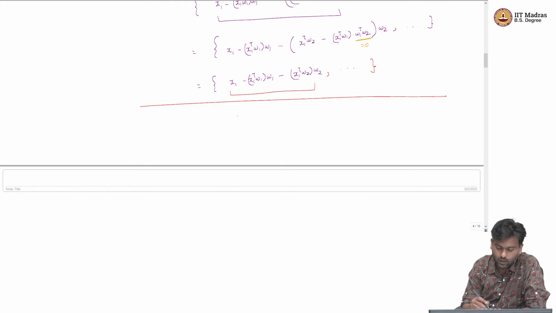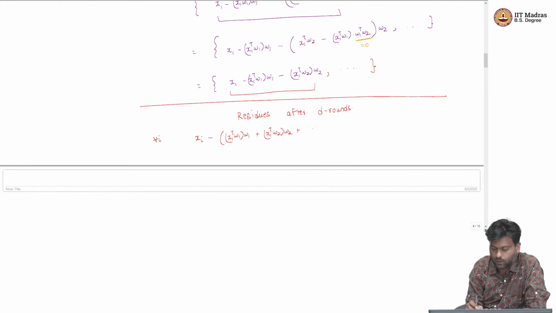Now, if we continue this after d rounds, again this needs an argument, but it should not be too hard to see what the residue would be. Well, for all i, the residue xi would be xi minus, well, xi transpose W1 into W1 plus xi transpose W2 into W2 plus dot dot dot plus xi transpose Wd into Wd.